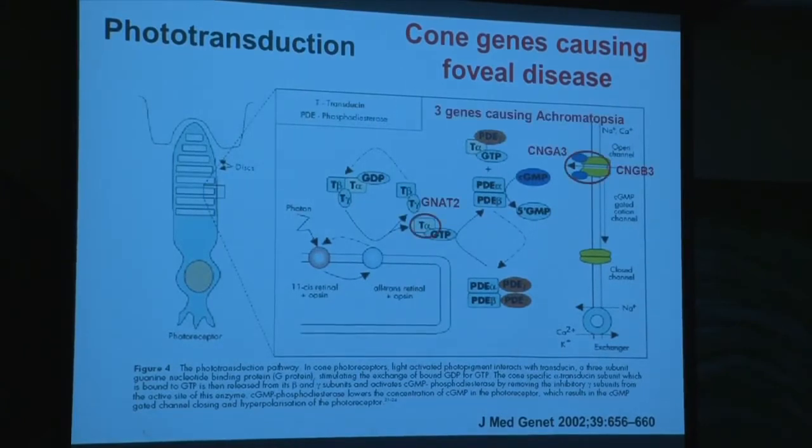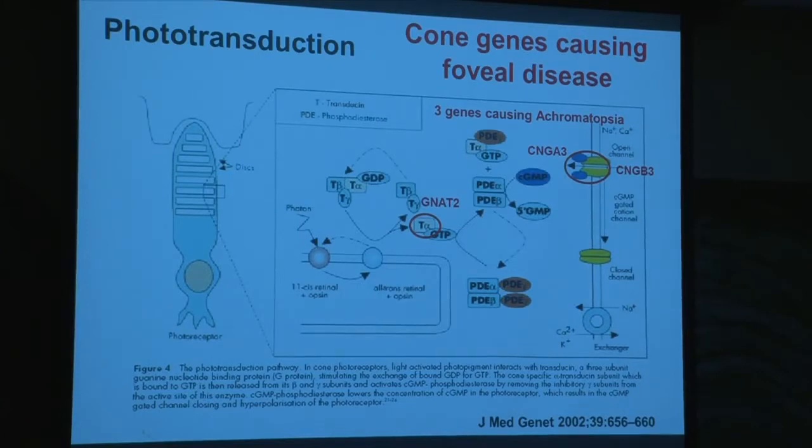There are three that cause achromatopsia. Achromatopsia is a loss of all cone function. And it's a serious blinding disease. Patients basically have no central acuity, see with their extrafoveal photoreceptors, rods. And those genes include a minor form of achromatopsia, the alpha subunit of transducin, GNAT2 gene, and the two major forms of achromatopsia, the A3 and the B3 subunits of the cation channel. That's sort of the final step in hyperpolarization after photon absorption.